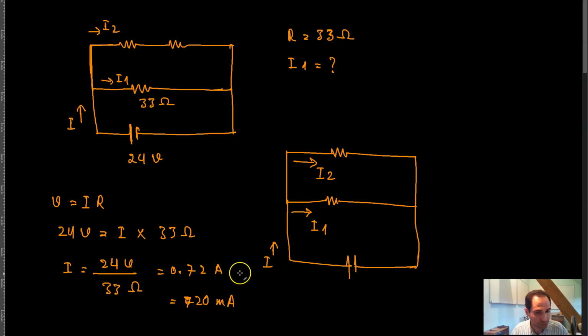720 or 700, you could call it 730, of course, because you have to round it to two significant figures, 730 milliamps, and that's basically the answer there. It's B. So that's basically this question.